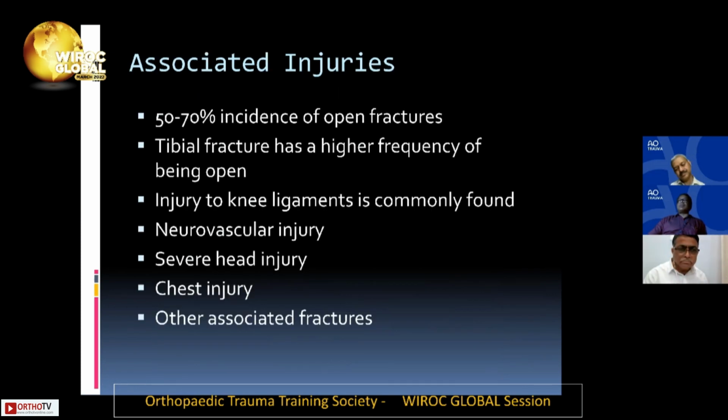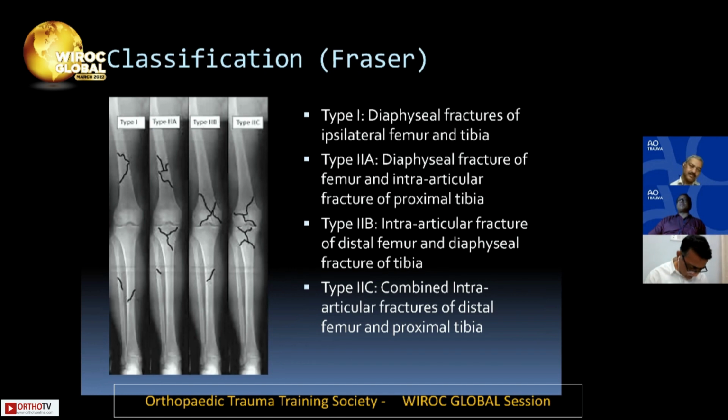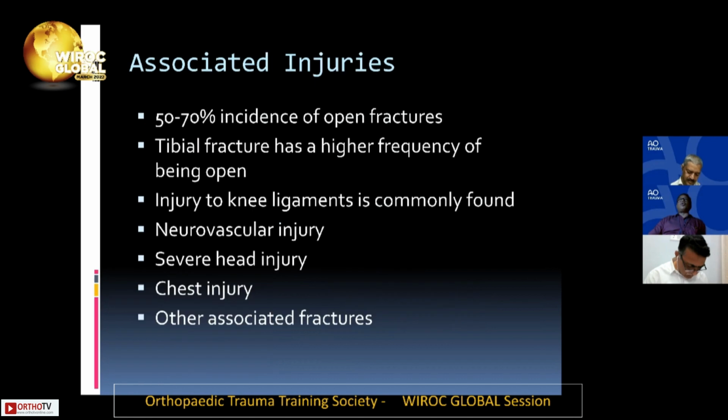And I was just showing what we should look for in these patients, because these are high energy trauma. So you always look for any associated injury. There is about 50 to 70% incidence of open fractures, and it is mostly the tibial fractures which have a higher frequency of being open. Injury to knee ligaments is also commonly found, so one has to keep it in mind.